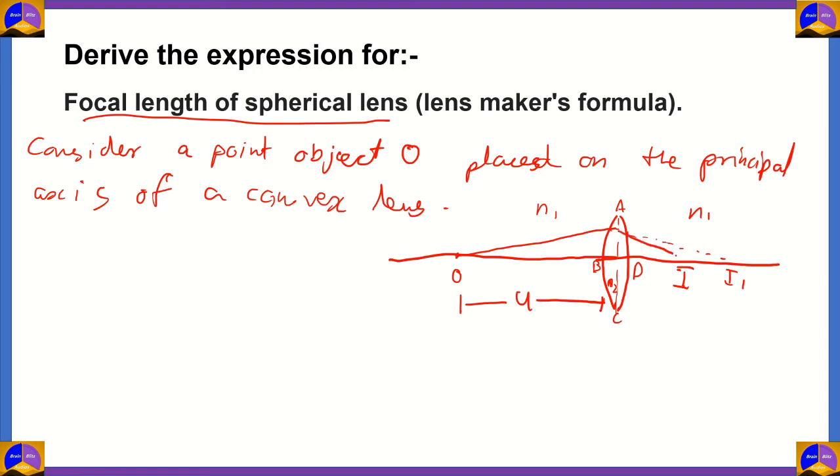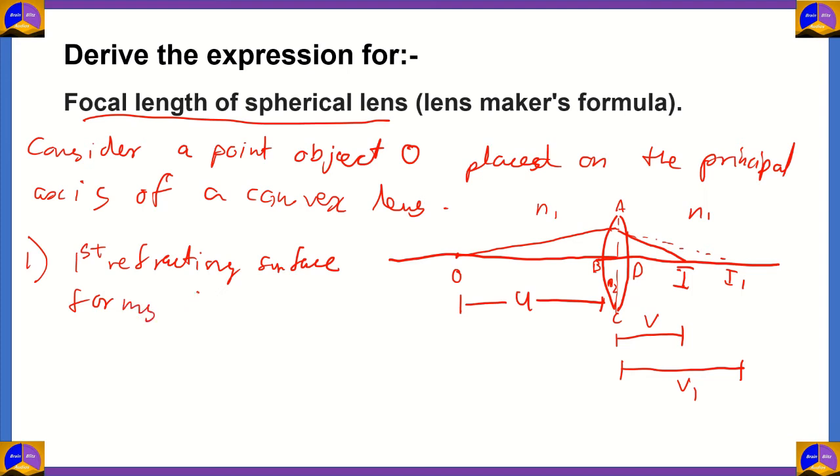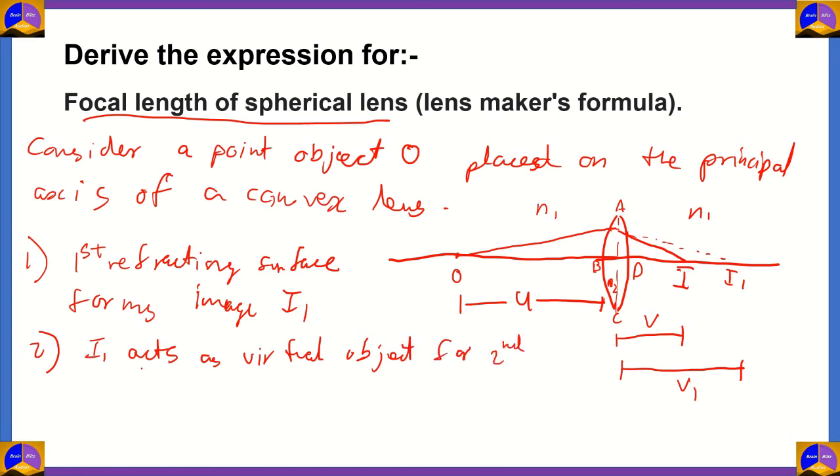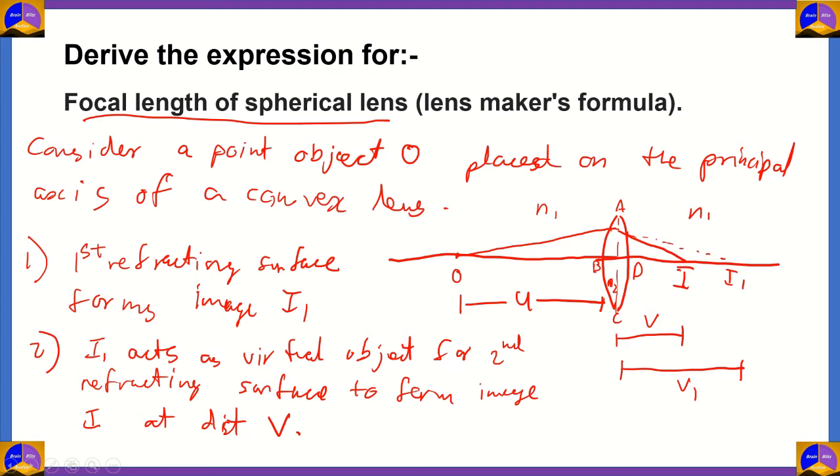So this is the object distance U, and then this is the final image distance V. And for the earlier case, the image distance V1. There are two steps here. Step number one is the first refracting surface forms image I1, and number two, image I1 acts as a virtual object for the second refracting surface to form image I at a distance V, where V is the final image distance.